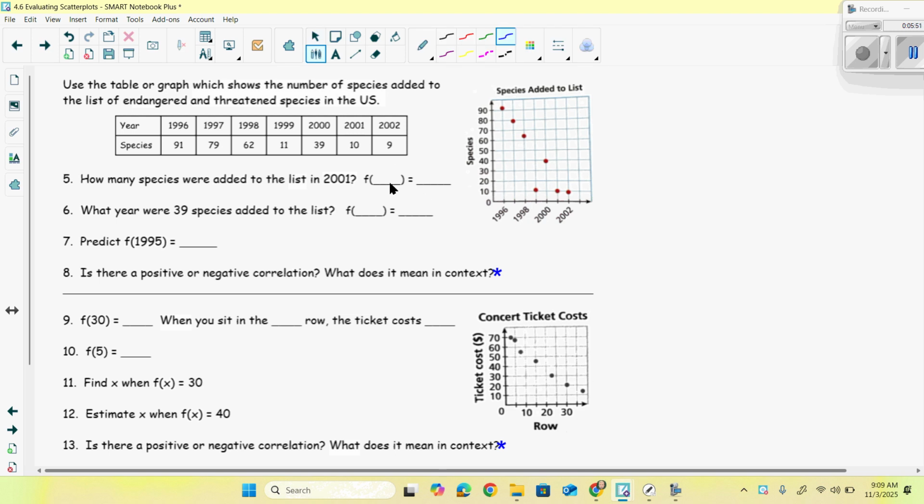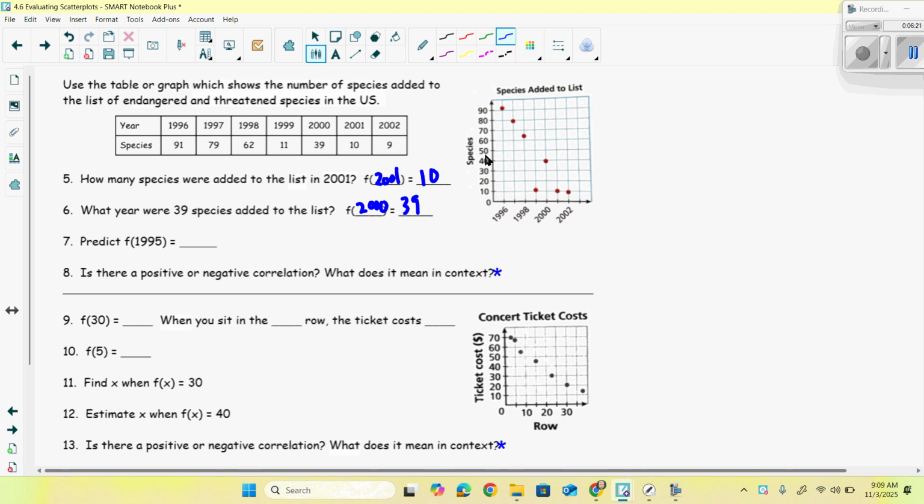Well, we find 2001 and we go up. So let's see, there's 2001. We did find that 10 species were added to the list. What year were 39 species added? So now we're looking on our output, 39, and we're going to say, so put 39 there. We're trying to find this number that gets us to 39, and we would say 2000 was the year.